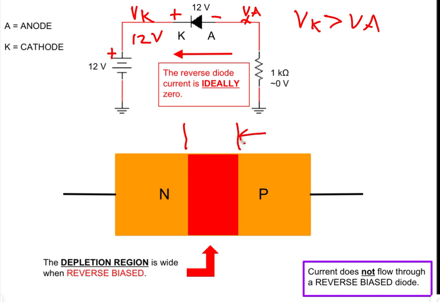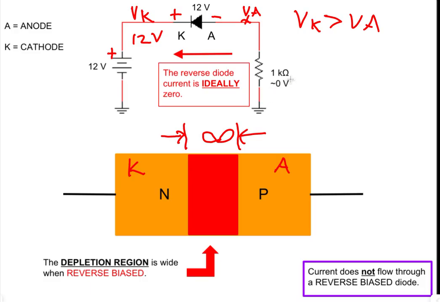has greatly increased in width. And that makes it very difficult for the electrons to move from the cathode to the anode. And so that means then that the resistance between these two regions is essentially infinite. It's not quite true, but it's very large. Okay?